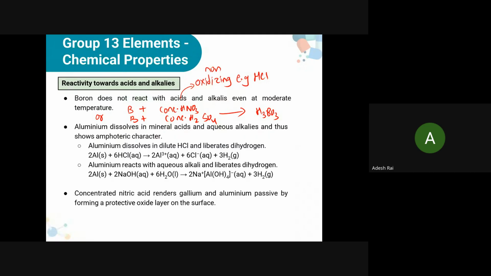For H3BO3, how much is it? It's 1 only, no? And that too, it's not a protonic acid, it's a Lewis acid. Do you understand the difference? So we'll see that.